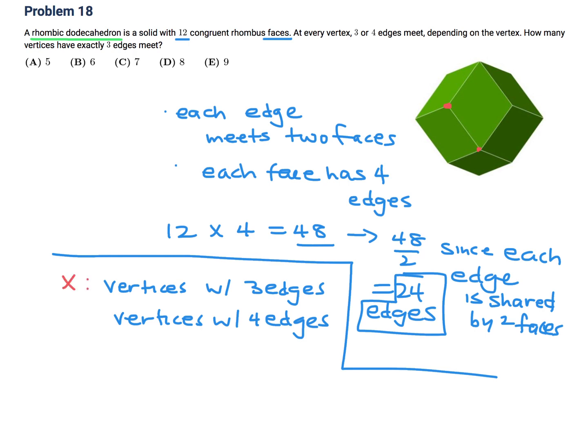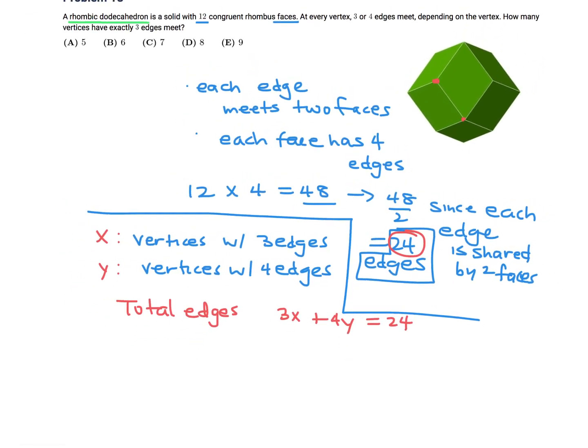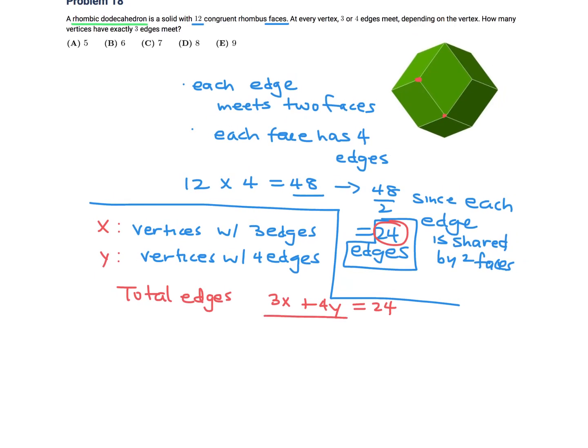Let's call this X and let's call this Y. So the total number of edges, therefore, would be 3x plus 4y. And that, we know, has to be that 24. Okay, that's pretty good progress, I think. So now we have to just figure out integer solutions to that equation, and we have to do it by inspection since we only have one equation. And let me first of all see if I did this correctly.